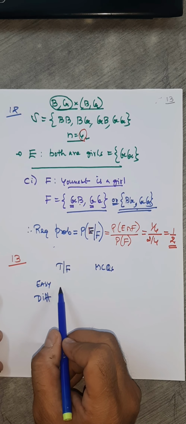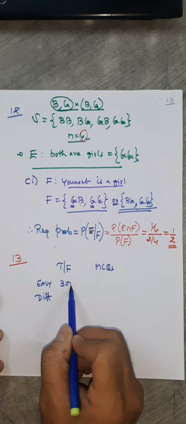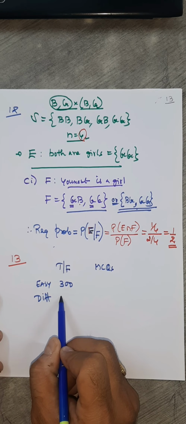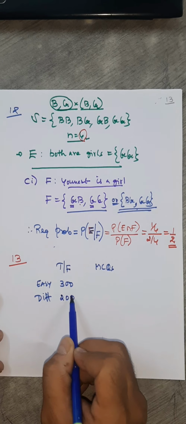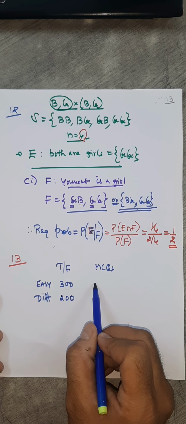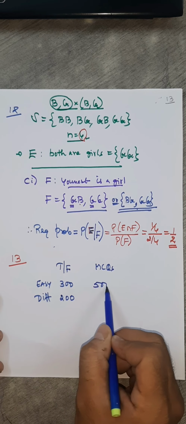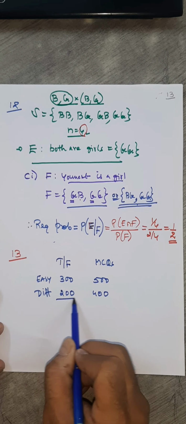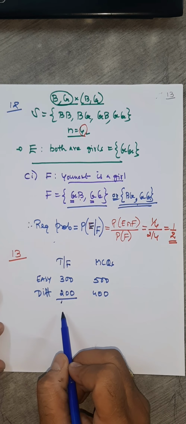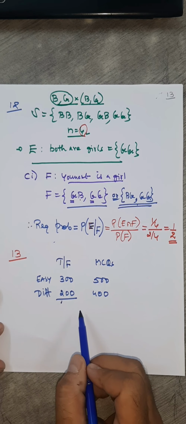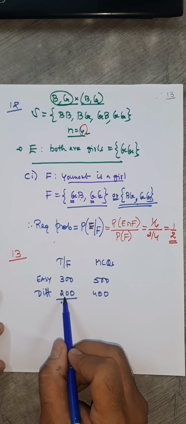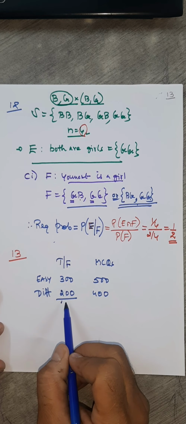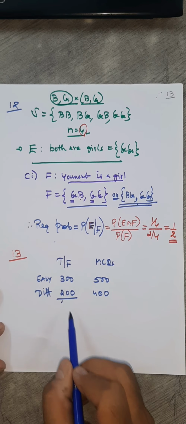So now let's read the question. There are 300 true false questions which are easy, 200 difficult true false questions, MCQs 500 easy and 400 difficult. Okay, so here we have in MCQs 500 easy, so this will be here.